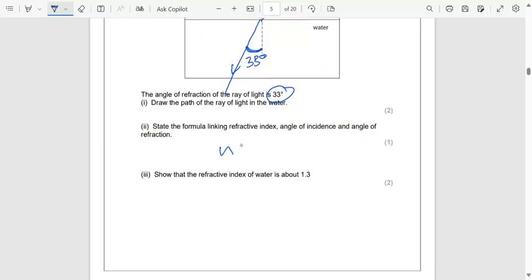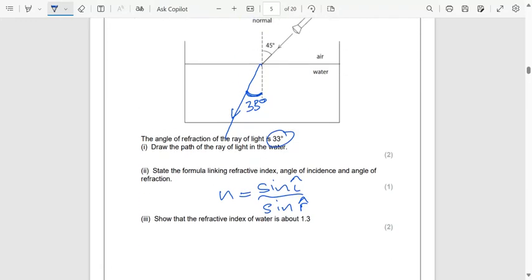Formula linking refractive index, angle of incidence, sine i and sine r. If you weren't sure, you could have looked that up in the formula booklet that you had available. Show that the refractive index of water is about 1.3. Okay, so if we go back and look at the question, it tells us the angle of incidence, which is 45. It tells us the angle of refraction, which is 33. Now we've got to push the right buttons on our calculator, and it comes out as an answer of 1.298 and so on.